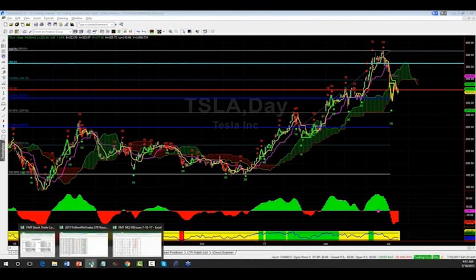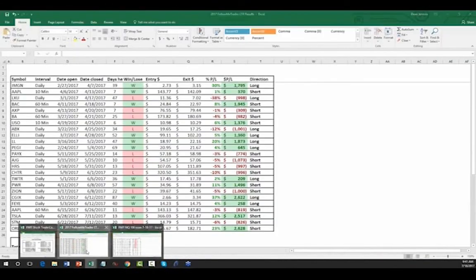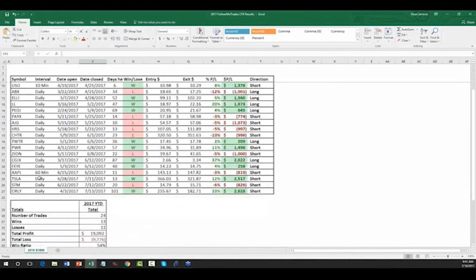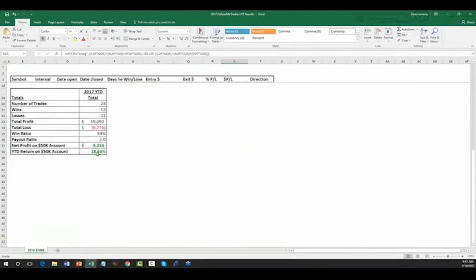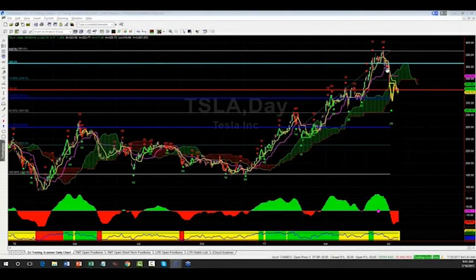Here's the closed trades from my trading room. So we got into Tesla on 628. We got out at 611. On a $50,000 account, we made 2,500. So it was pretty good. Year-to-date profit, 18% on closed trades, and we've got a bunch more open. So looks like it's going to keep heading down.